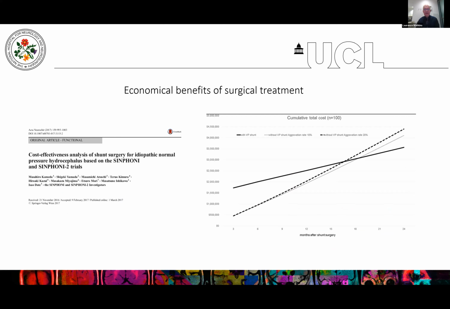And what about the economics? Isn't operating on people expensive? Well, this study is a large one that was done in Japan, and they did do an economic analysis looking at the price of shunts and the price of looking after people who have impaired mobility. And if you do the modeling, then at about 18 months or just under, a shunt pays for itself in the improved quality of life and lower care costs of the population. So even on economic terms, it seems to make sense.